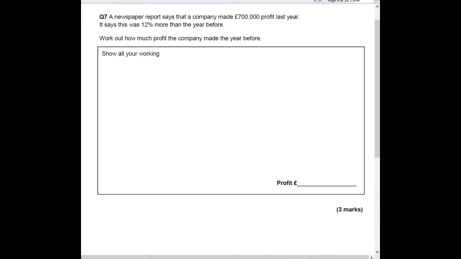Question 7. A newspaper report says that a company made $700,000 profit last year. It says that this was 12% more than the year before. Work out how much profit the company made the year before. So this is a reverse percentage where we're trying to find the original amount and we have the new amount of £700,000.